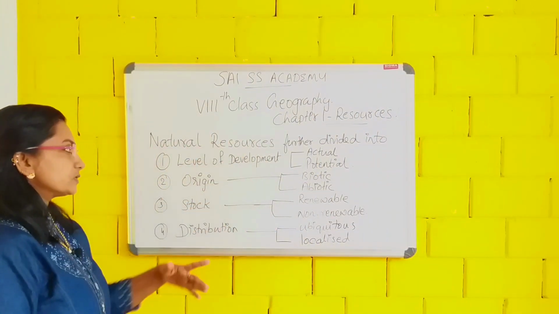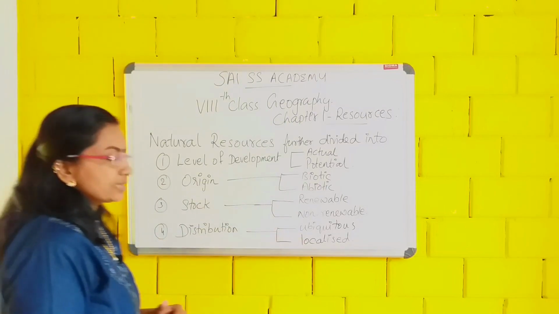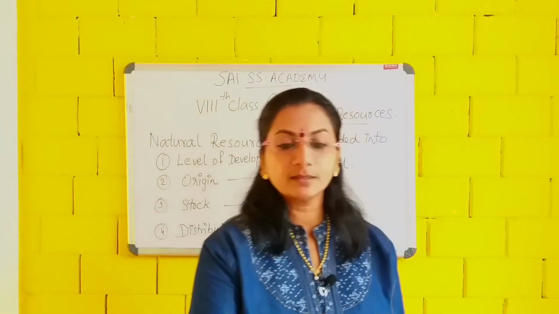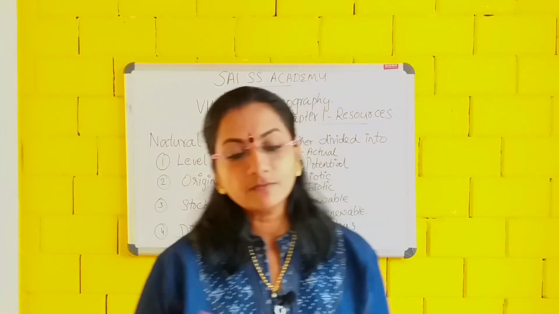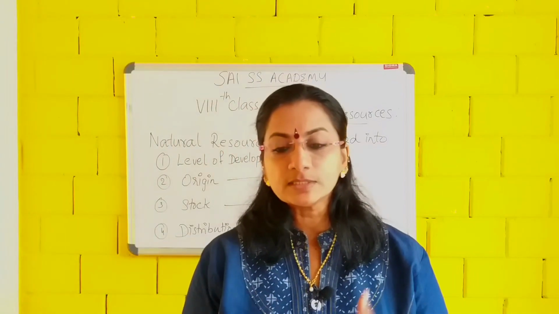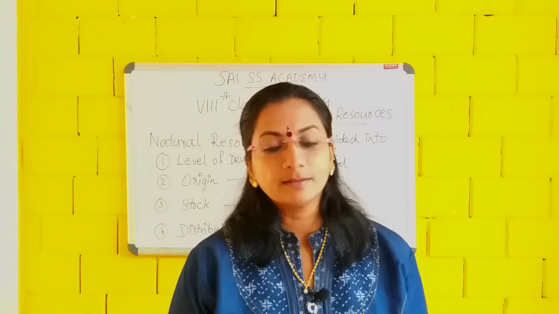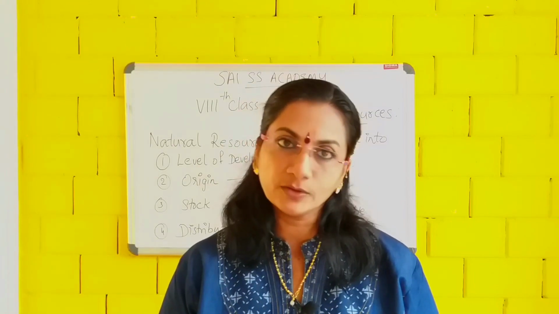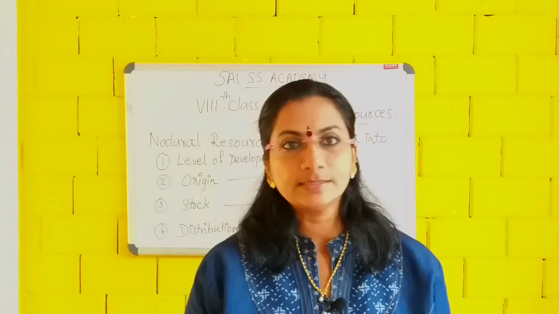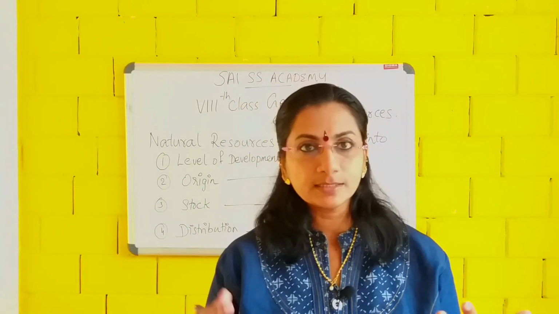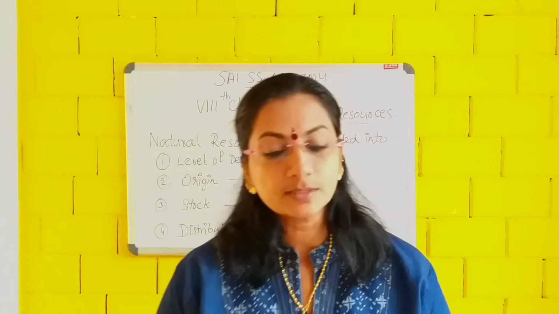When we classify the natural resources on the basis of distribution, what are the things coming there? Ubiquitous and localized. What is ubiquitous? Ubiquitous means resources that are found everywhere. For example, air. Air we breathe comes under the ubiquitous resource. Wherever we are moving in this world, air is there. We can't see it, but air is there, isn't it? We can feel it. So air comes under the ubiquitous resource.